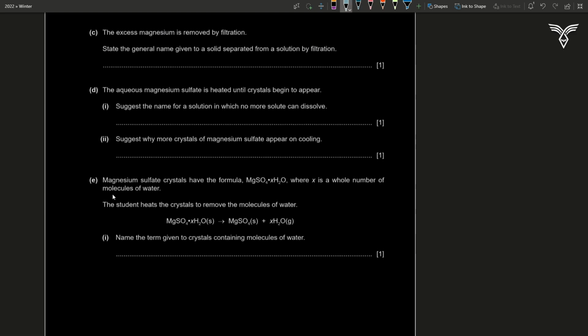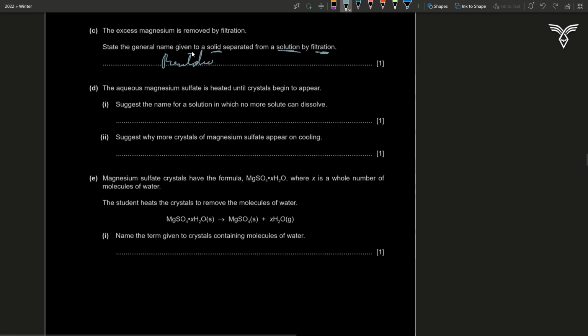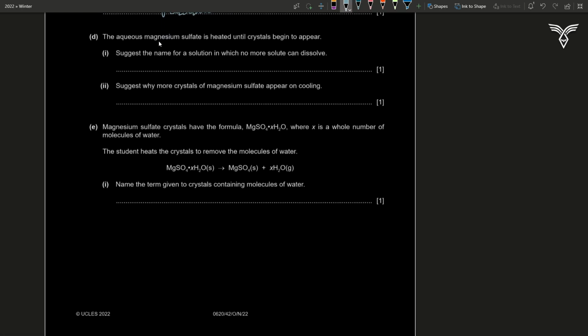State the general name given to a solid separated from a solution by filtration. This is called the residue, where whatever liquid you obtain is the filtrate. Okay, part D: the aqueous magnesium sulfate is heated until crystals begin to appear. Suggest a name for a solution in which no more solute can dissolve. It's called a saturated solution.